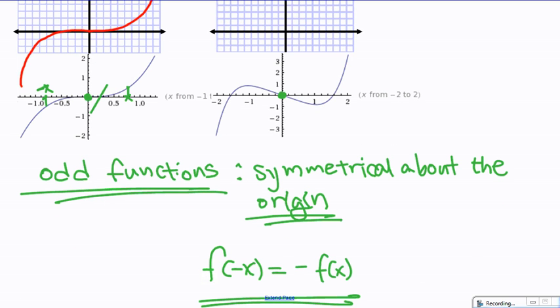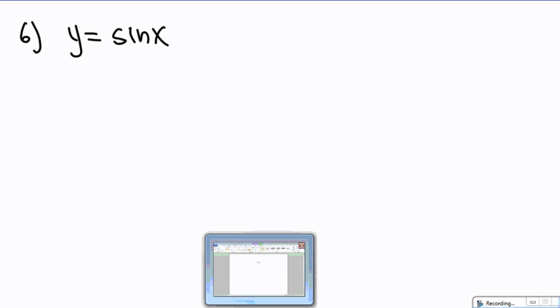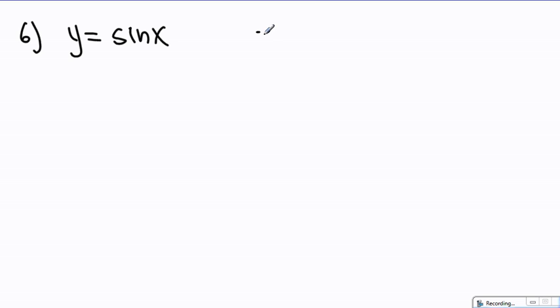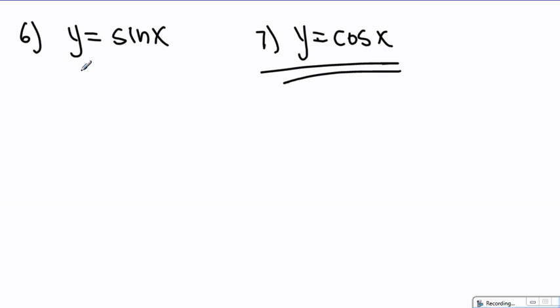Some other popular functions we have to realize about even and odd would have been the following. Let me get you a couple more questions here. Number 6, how about y equals sine of x? What do you think about this? Let me give you a little bit of time. Number 7 would have been y equals cosine of x. See which one of them would have been the even function and which one would have been the odd function.